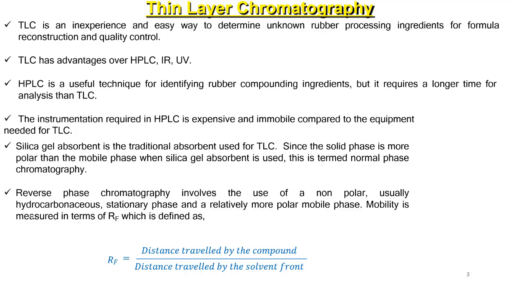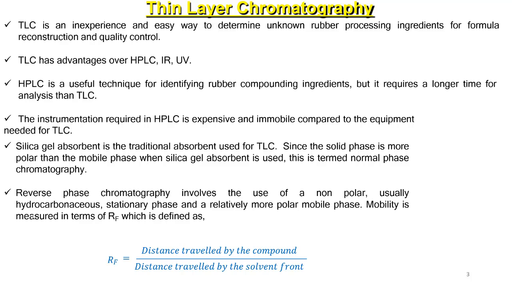Thin layer chromatography is an inexpensive and easy way to determine unknown rubber processing ingredients for formula reconstruction and quality control. So TLC has advantages over HPLC, IR, and UV. HPLC is a useful technique for identifying rubber compound ingredients, but it requires a longer time for analysis than TLC. So TLC is better in terms of cost also. HPLC is expensive and immobile, but TLC is cheaper and can be used at different places.